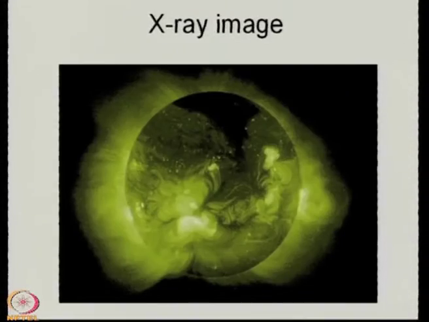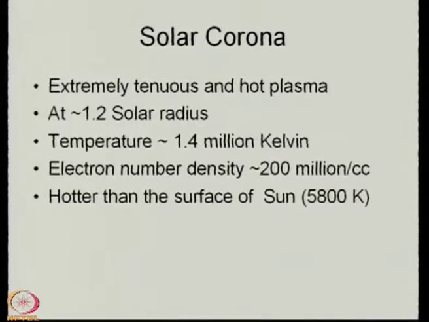But if instead you were to make an X-ray image of the sun, this shows you an X-ray image of the sun taken from a Japanese X-ray satellite. Now, in this image, what you notice is that the sun is darker and the corona, which is outside the sun, is actually brighter. Okay. So, in X-ray you do not need a solar eclipse to see the corona. In any X-ray image of the sun, it is the corona which is brighter than the sun itself. Now, that is very surprising, but it is a fact.